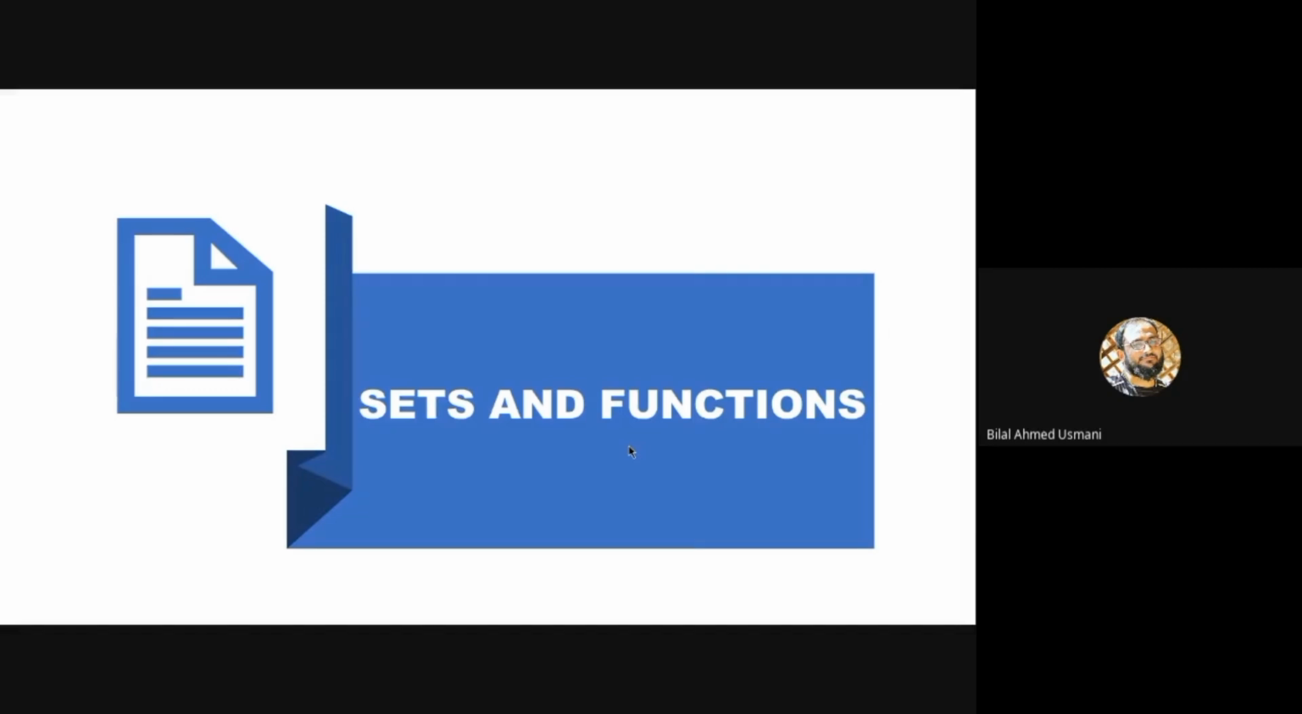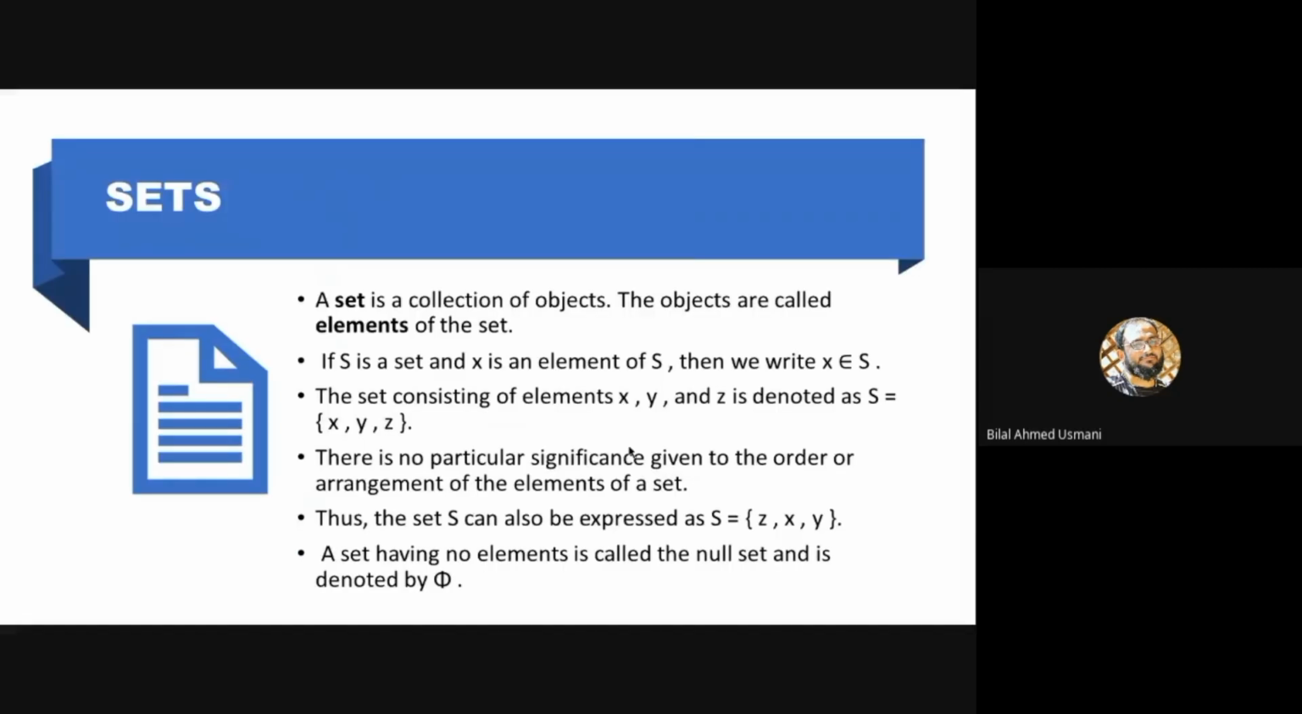It starts with the good old sets and functions. What is a set? A set is a collection of objects. The objects are called elements of a set. If S is a set and x is its element, then we can write that x belongs to S, or x is a member of S.